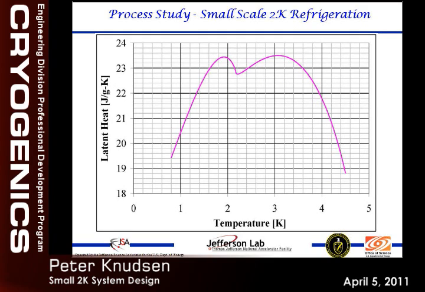This is the latent heat versus temperature. Again, this is the lambda point right here. You can see normally we're right in this area. We're at about 18 or so joules per gram is the latent heat. The superfluid has much closer to, say, 23 or so joules per gram.